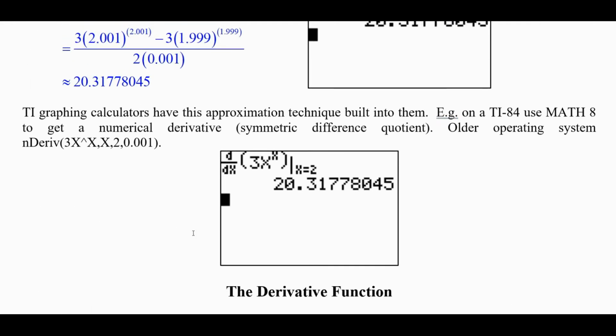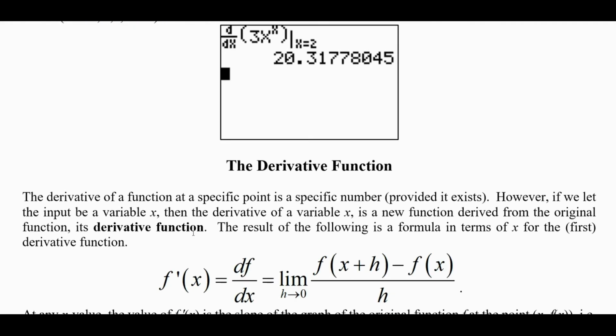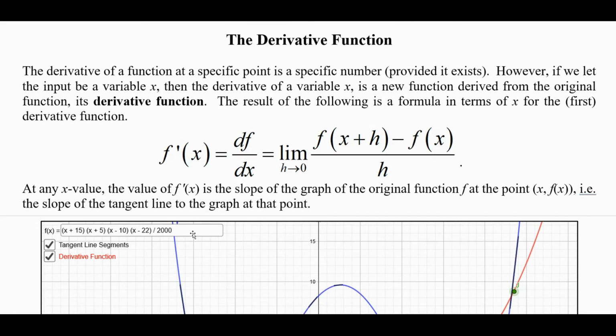So notice that the derivative at a point is a specific number, provided it exists. Of course, limits may or may not exist. However, if we let the input be a variable x, then the derivative is a new function derived from the original function, called its derivative function. The following is a formula in terms of x for the first derivative function. So f prime of x, or df over dx, is a formula in terms of x, where we have f of x plus h minus f of x over h, and take the limit as h goes to 0.